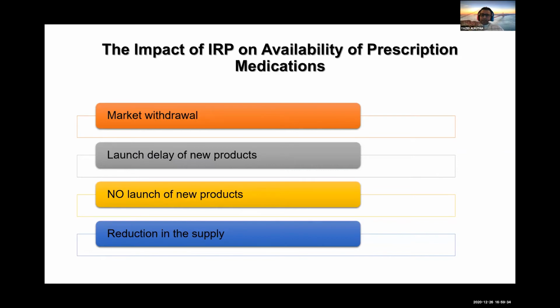So what is the impact of international reference pricing on availability of prescription medication? It can result in market withdrawal, especially if we use the countries with the lowest prices in our basket. Launch delay of new products. For example, new products will not be launched in certain markets because if they were launched in these markets that use ERB with the lowest price levels, they might upset their market sequencing strategies for multinational companies. It can result in a reduction in supply and drug shortages eventually. So there is an impact of ERB for sure on the availability of prescription medications.